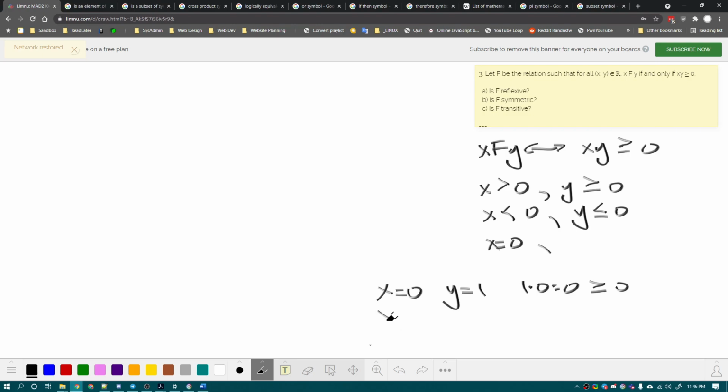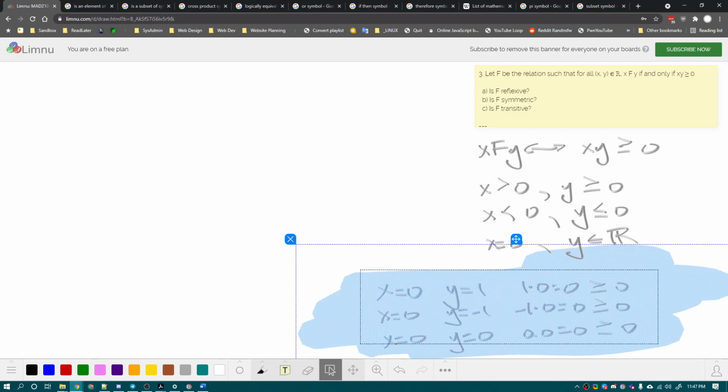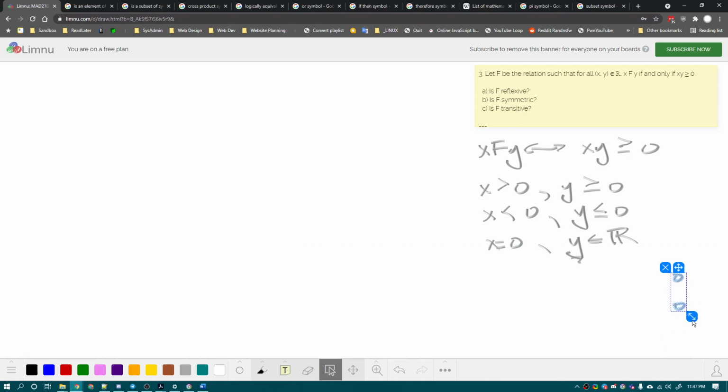All right, so x equals 0. How about y is equal to negative 1? Well, negative 1 times 0 is still equal to 0, which is greater than or equal to 0. And let's try our special case. How about y is equal to 0? Well, 0 times 0 is equal to 0, which is greater than or equal to 0. So it turns out that y can be an element of any of the real numbers. And this is the case that we want to really look at.